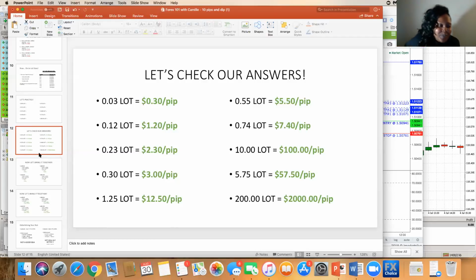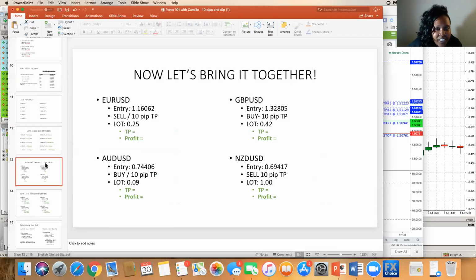All right, you're welcome. Okay, so now let's practice this together. So we're bringing it all together now. I'm giving you an entry point. I'm telling you if it's a buy or a sell. Your take profit is going to be 10 pips. So I want you to tell me, based off of the take profit pips amount and your lot size, what your take profit price would be and what the profit will be. I hope that question didn't confuse y'all.